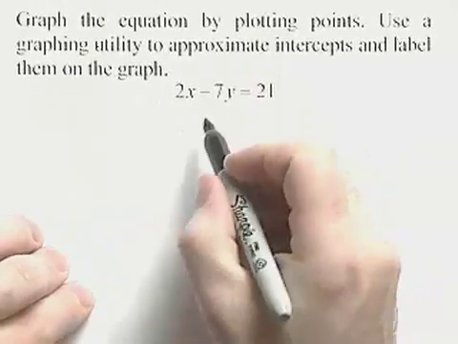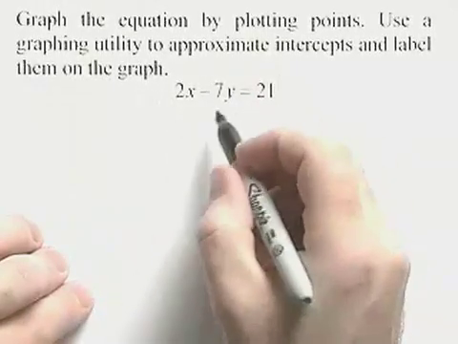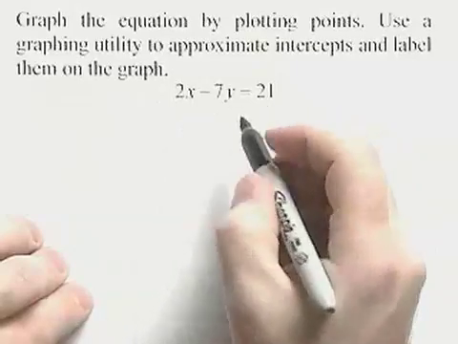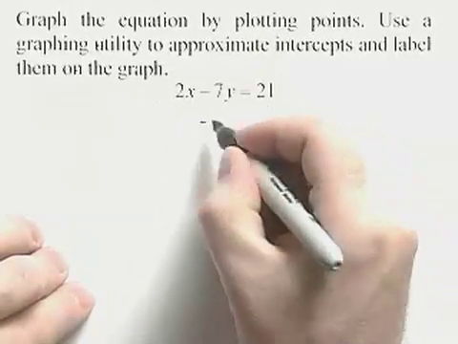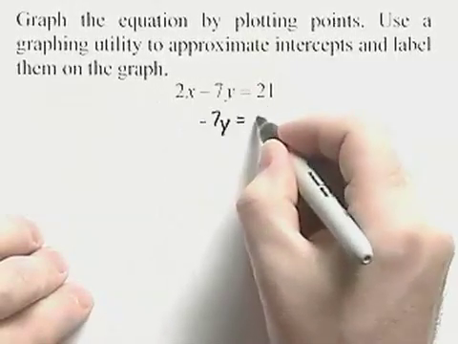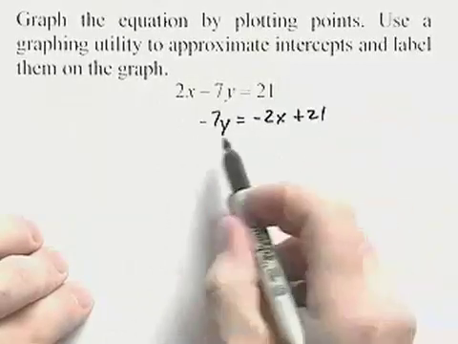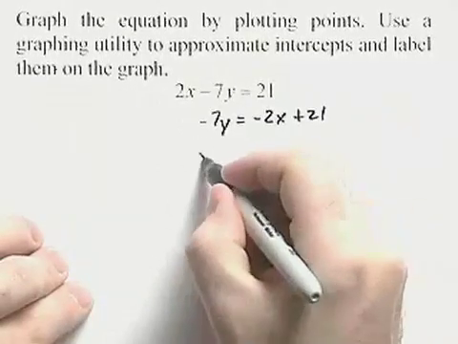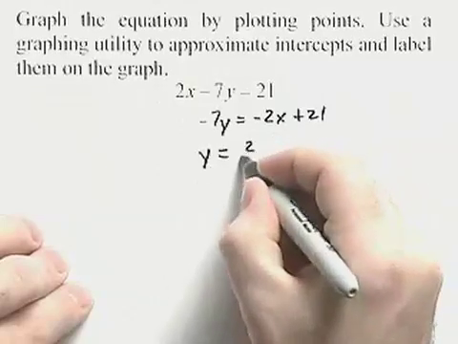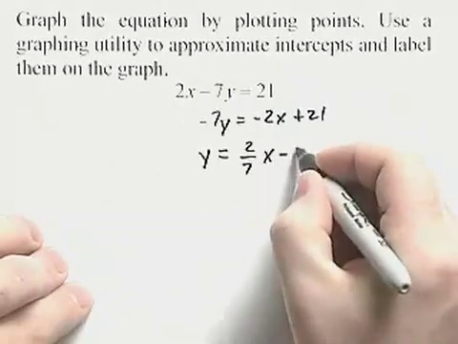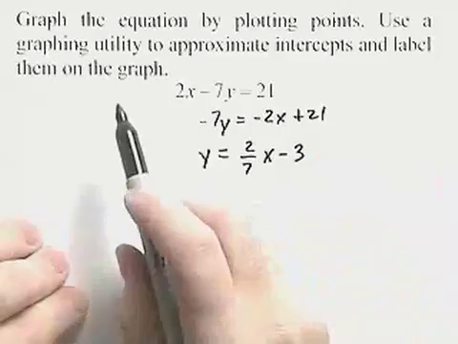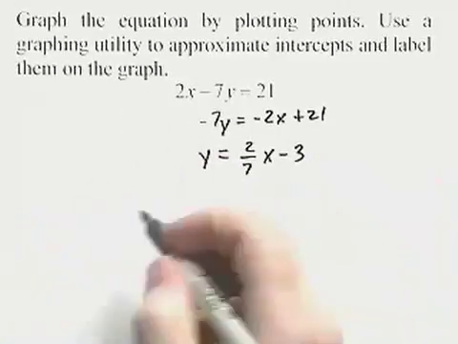We're going to go ahead and solve this equation for y, because we want to get y by itself. We'll start by subtracting 2x from both sides. So we'll have negative 7y is equal to negative 2x plus 21. Then we're going to divide both sides by negative 7, which will give us y is equal to 2/7 x minus 3. To get some points to graph, we're going to make a table of values.